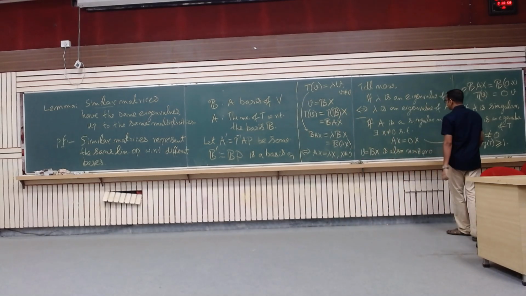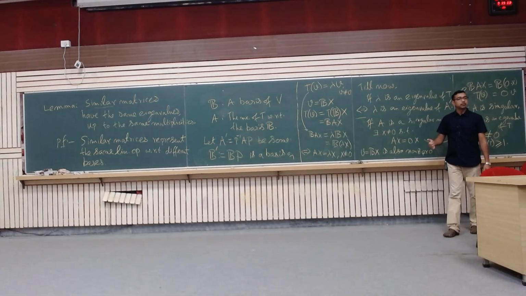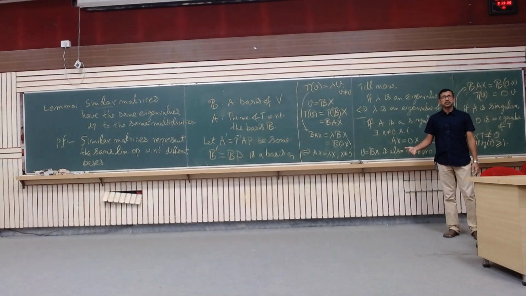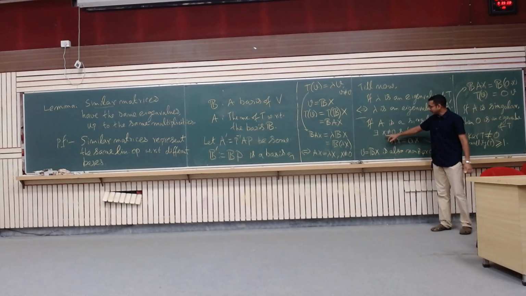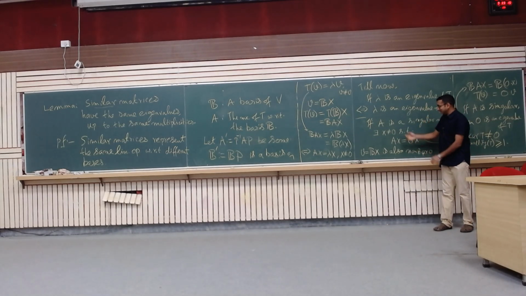If A is a singular matrix, that means the determinant of A is zero. And what does it mean? That there exists some x not equal to 0, such that you have a non-trivial solution of this. A is singular just means that you have a non-trivial solution of this equation with x not equal to 0.